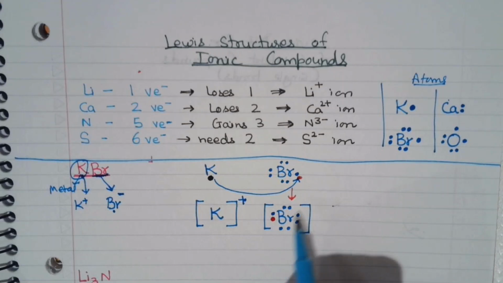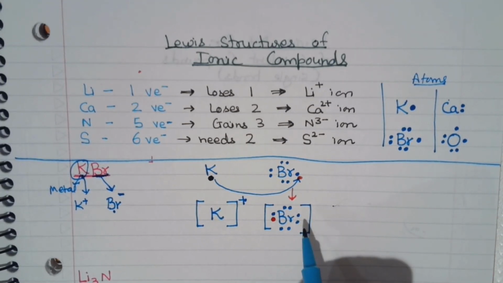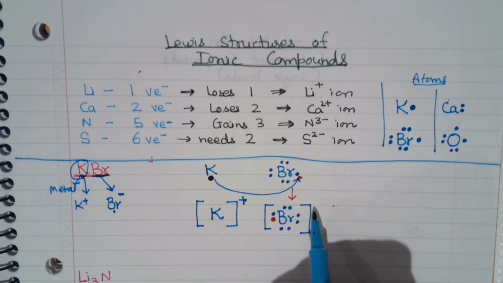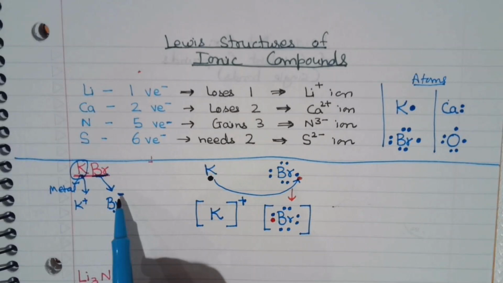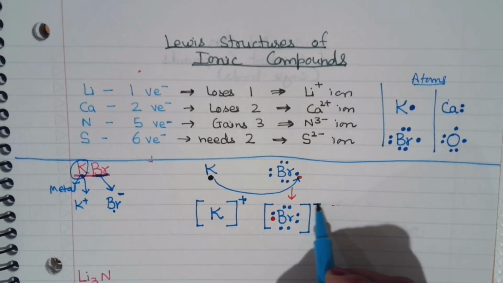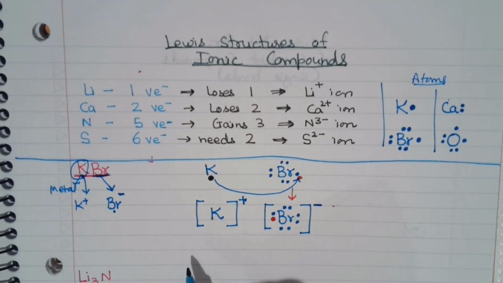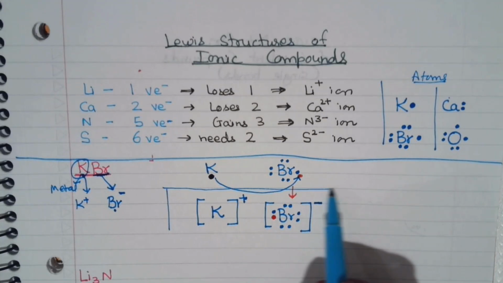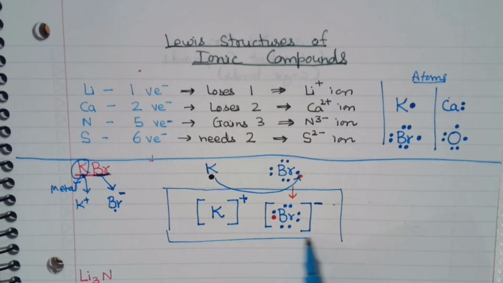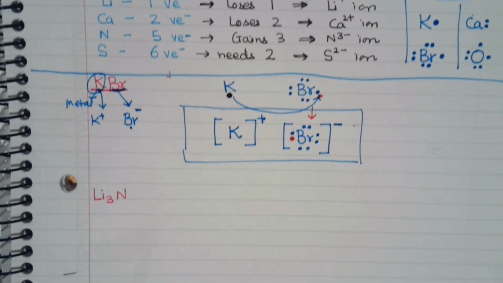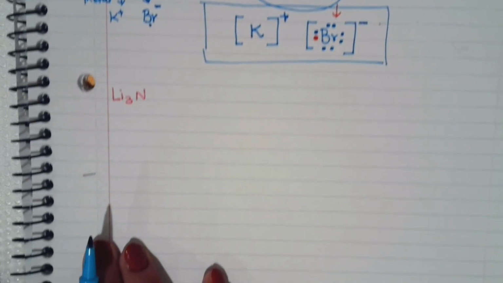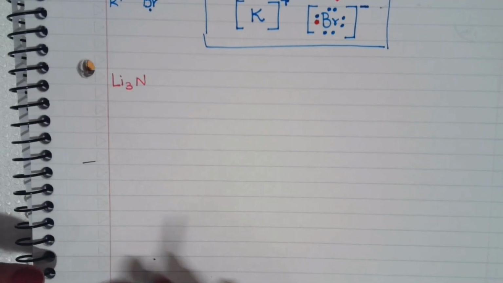So again, I'm going to put the structure in parentheses. What goes in square brackets, we write down the symbol and all the valence electrons that the ion has now. And since it gains a charge of 1 negative, we write 1 minus on top of the square brackets. So this is the Lewis dot structure of potassium bromide. Okay. Now let's do the Lewis dot structure of lithium nitride, right?